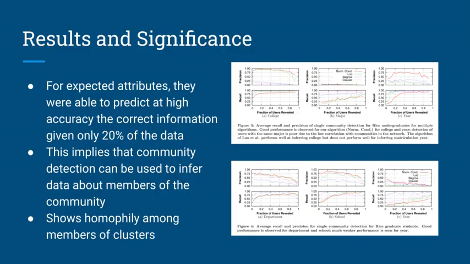So it turns out that for expected attributes, they are actually able to predict at pretty high accuracy the correct information given only 20% of the data. So this implies that community detection can be used to infer data about members of the community. And if you look to the right, you'll notice that for the undergraduate students, the major was not easily predicted, but for the graduate students, the year was not easily predicted. So obviously, this method still has a few flaws, but it still shows that homophily to a certain extent does exist among members of a single cluster.